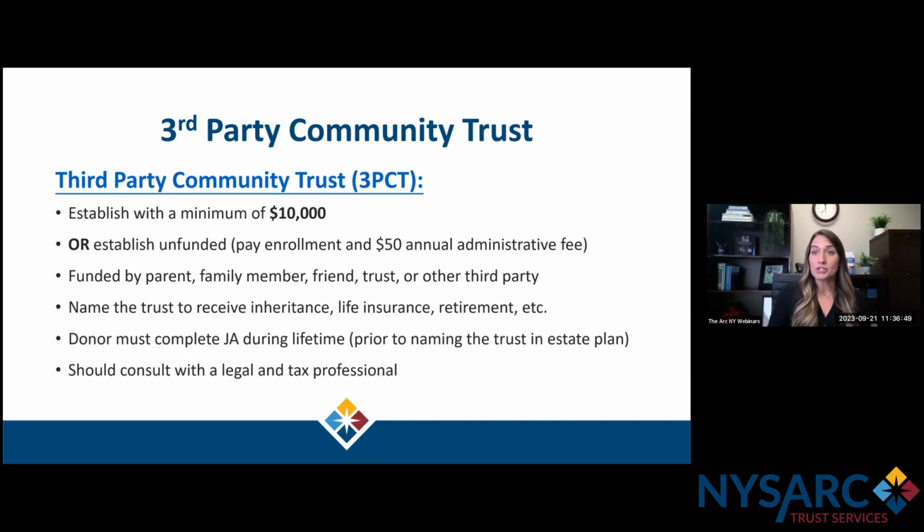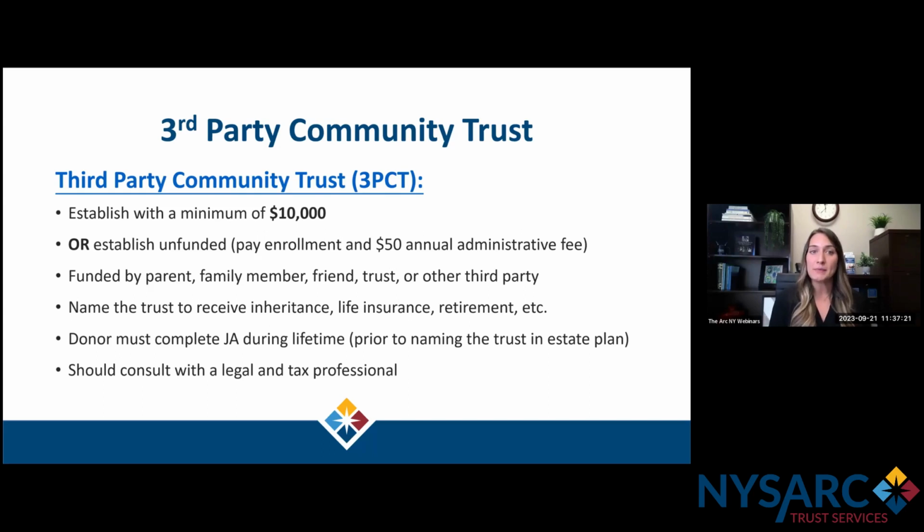Now, our third-party trust program, so that concludes our first-party trusts. We now have a new third-party pooled trust, and as I mentioned earlier, this program has allowed us to expand to offer third-party trusts to people with any type of disability. And it's very accessible to families who are looking to set aside some money for their loved one who relies on these benefits, because this can be funded with a minimum of $10,000.